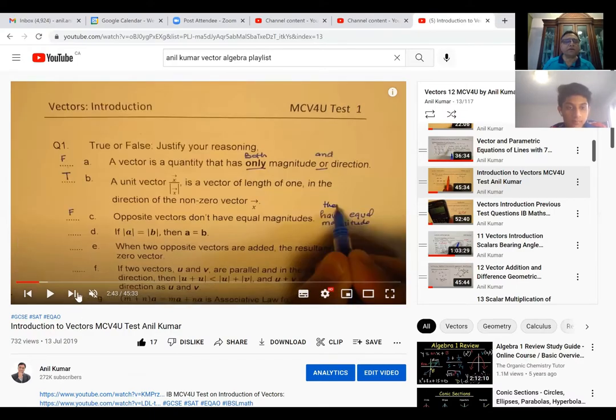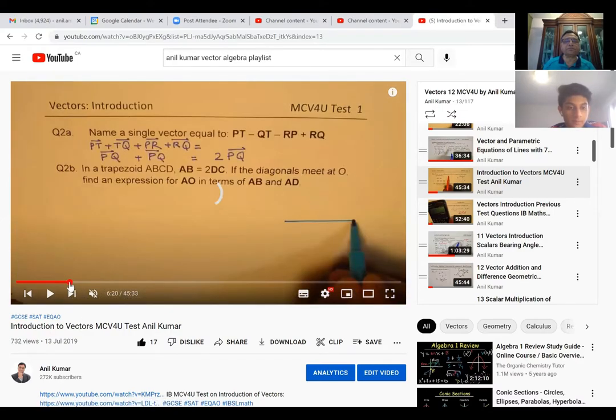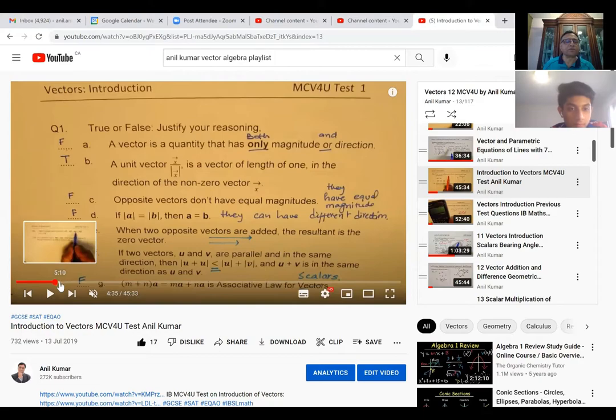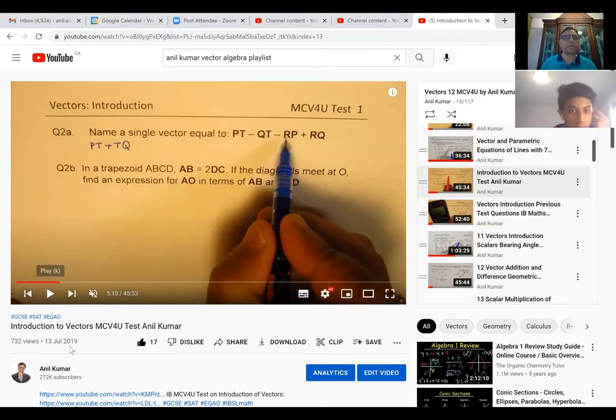Now here we have the second question for you. Can you answer this question? Let me just get the second question. Okay, read. Yes, sir. Name a single vector equal to pt minus qt minus rp plus rq. How will you do this?